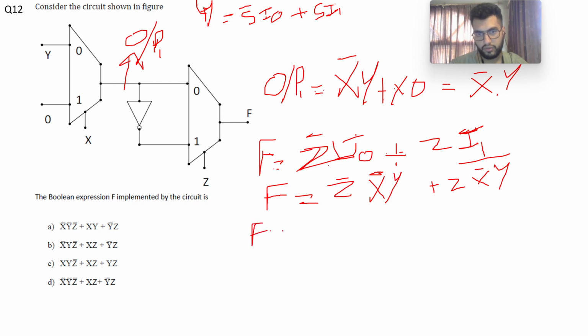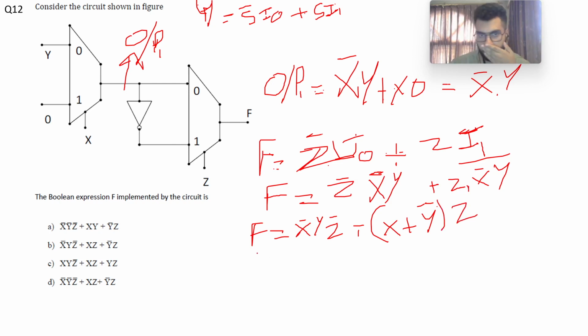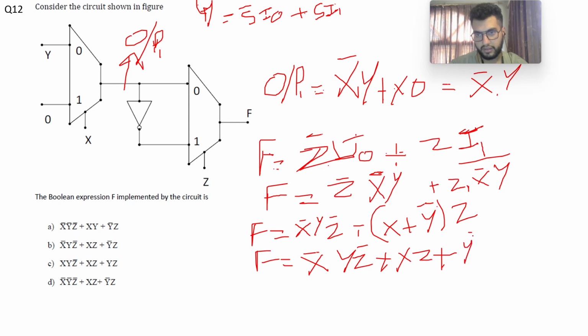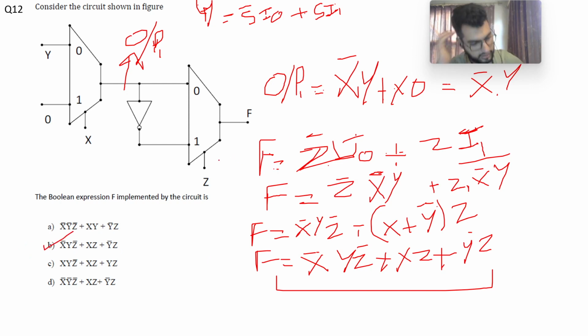So my F will be equal to X bar Y Z bar plus X plus Y bar times Z. So I use the De Morgan's law here. So F will be equal to X bar Y Z bar plus XZ plus Y bar Z. This is your answer, X bar Y Z bar plus XZ plus Y bar Z. So that is option A. This is your correct answer.